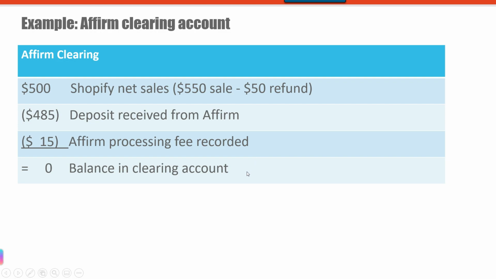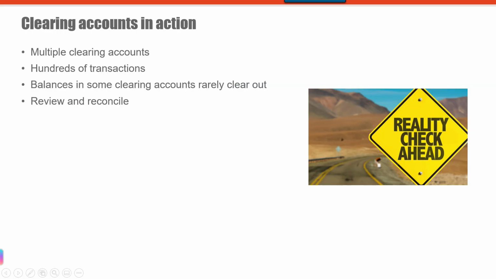And so in theory, after we record all these transactions, we're increasing the Affirm clearing balance and decreasing it by the amount of the deposit received and decreasing the account balance by the amount of the fee that we recorded, we end up with a zero balance. But the reality is, however, because we're dealing with hundreds of transactions, that the balance in the clearing accounts will rarely zero out. So that is the challenge that we have when we're doing Shopify bookkeeping.